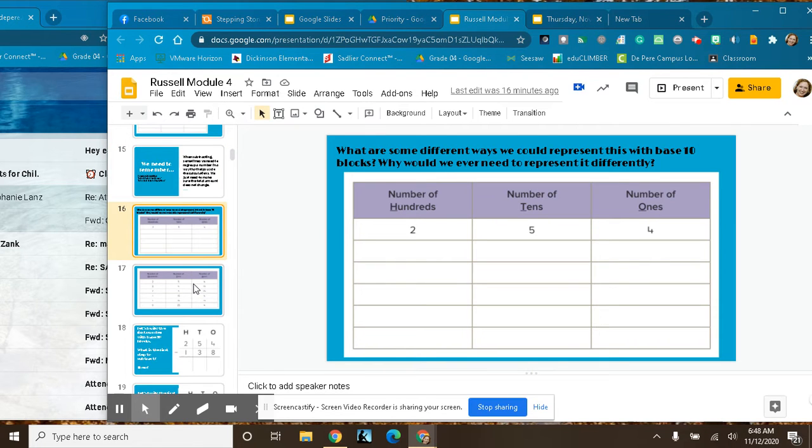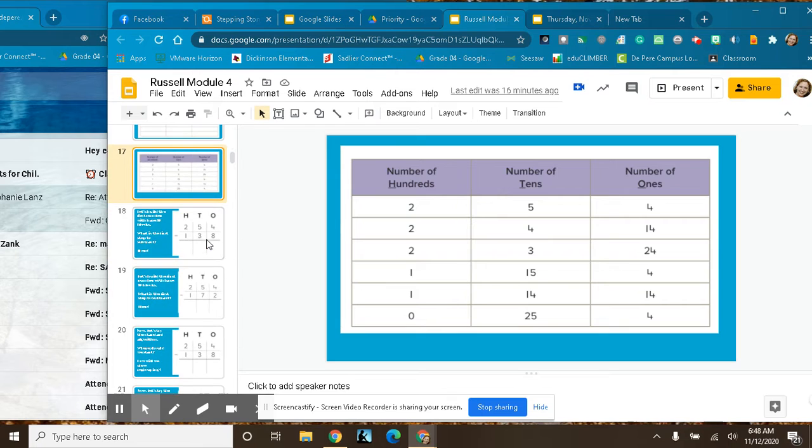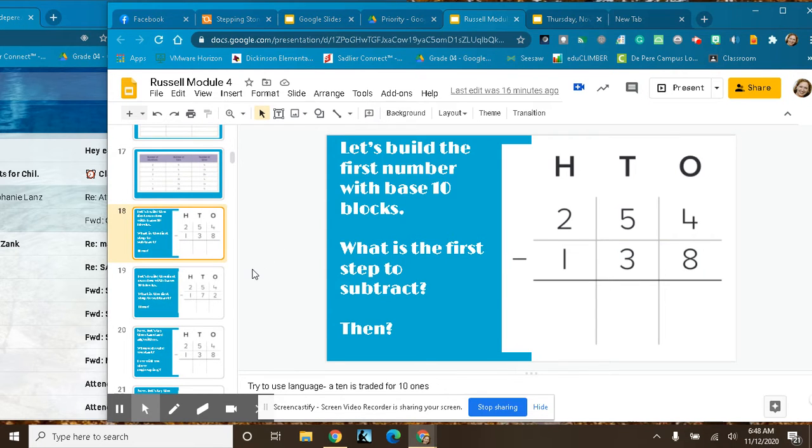Okay, and so we're not going to write these down right now, but let's take a look at this. So let's build the first number with base 10 blocks. If you were going to build this number with base 10 blocks, what would be the first thing you would do to subtract? Now we know that we go to the far right, which is the ones place first, to subtract. But we have a problem here, don't we? Because there's a 4 and they want us to take 8 away. And we cannot do that. And we can't say, well, I think I'll just have 8 and take away 4 and go backwards. We can't do that.